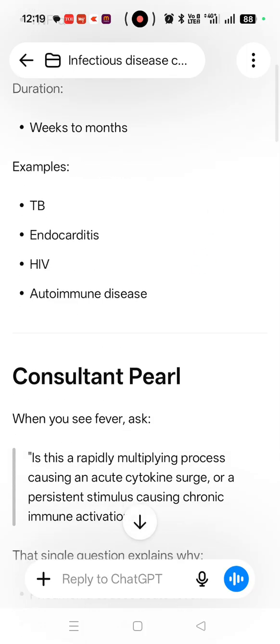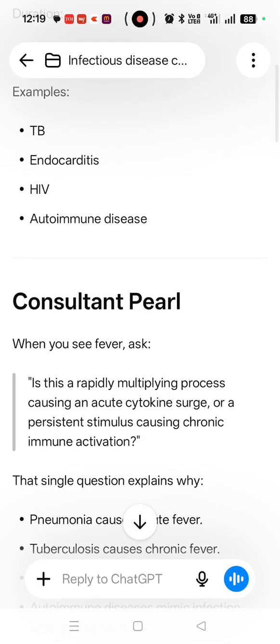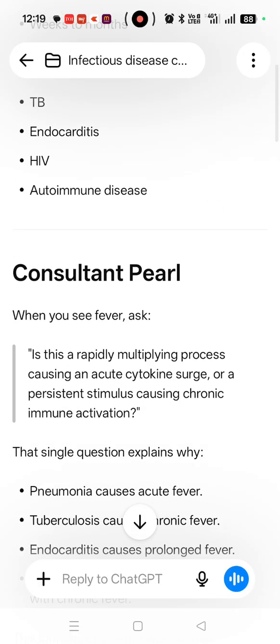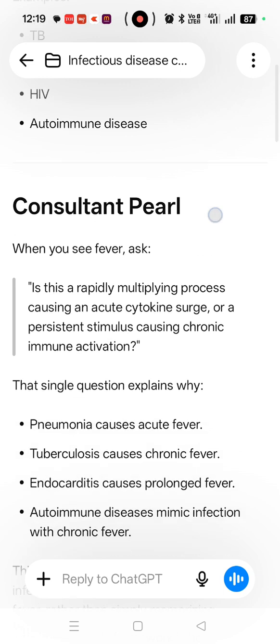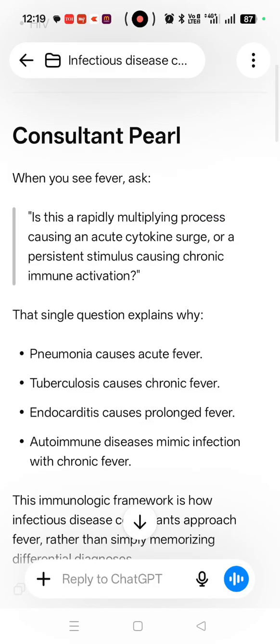Now here the consultant pearl is, when you see fever, is this a rapidly multiplying process causing an acute cytokine surge, or is a persistent stimulus there which is causing chronic immune activation? This you have to think, what type of fever is there, what type of immune reaction is happening in your body. This fever is telling you this.